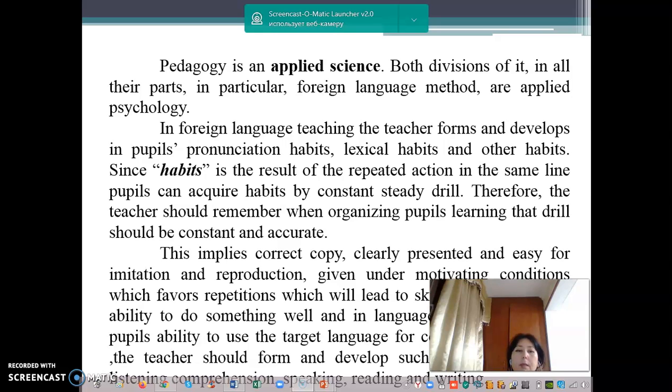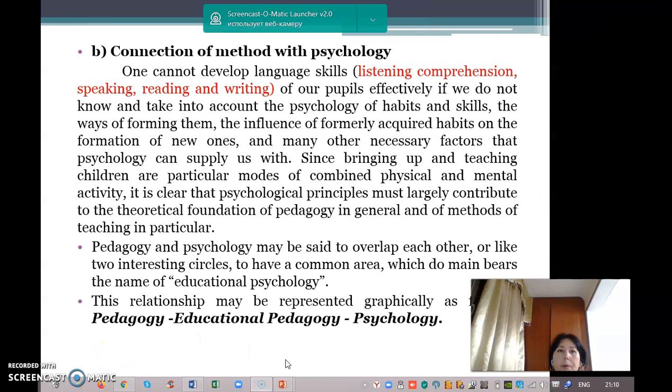Since skill is the ability to do something well, in language learning skills, a pupil's ability to use the target language for communicative needs, the teacher should form and develop such language skills: listening comprehension, speaking, reading, and writing. Let's talk about the connection of method with psychology.